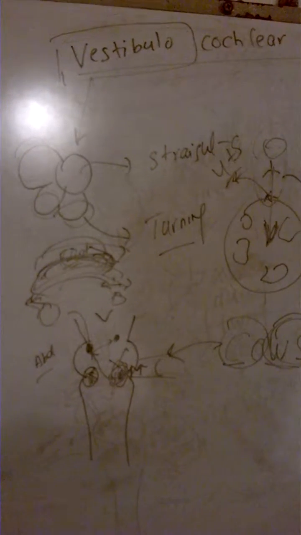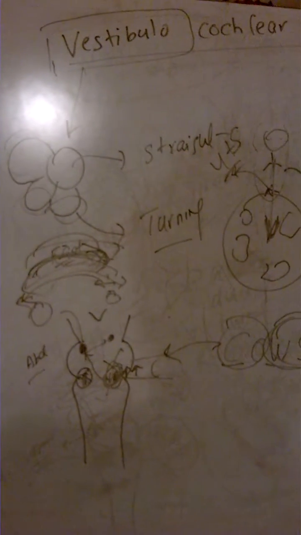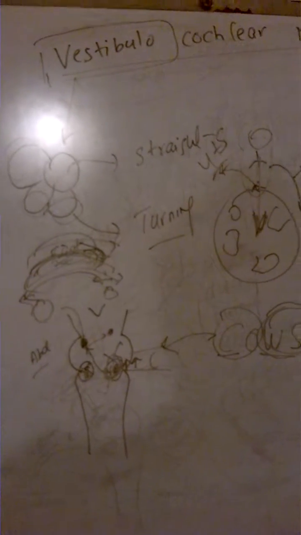And this is basically the basic description of the vestibular component of the vestibulocochlear nerve. Our next topic will be the cochlear nerve. Okay.